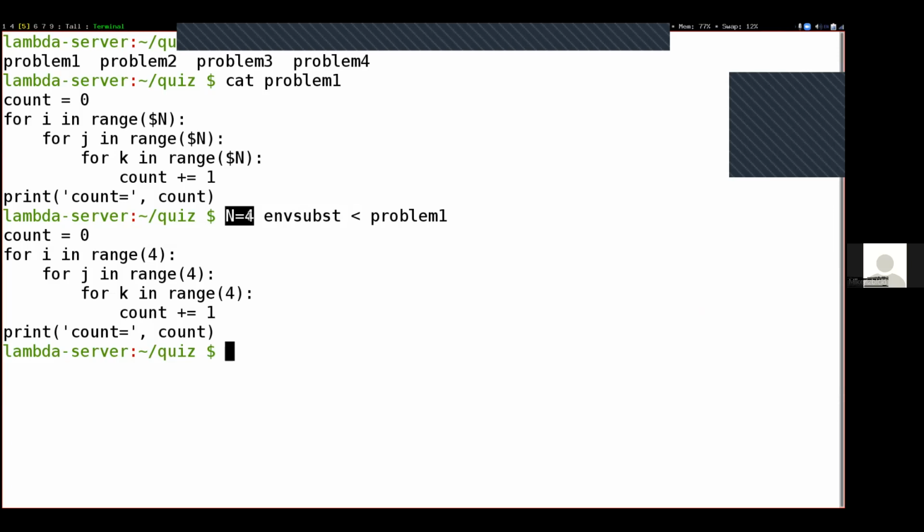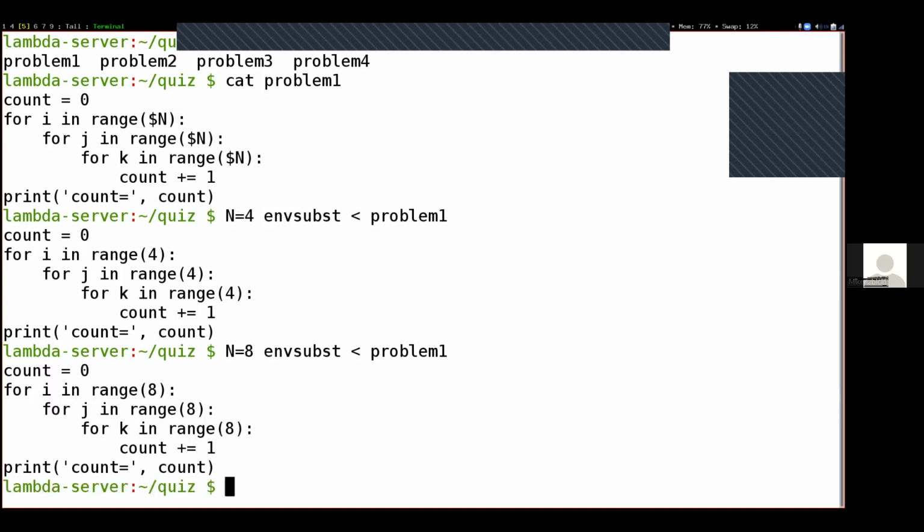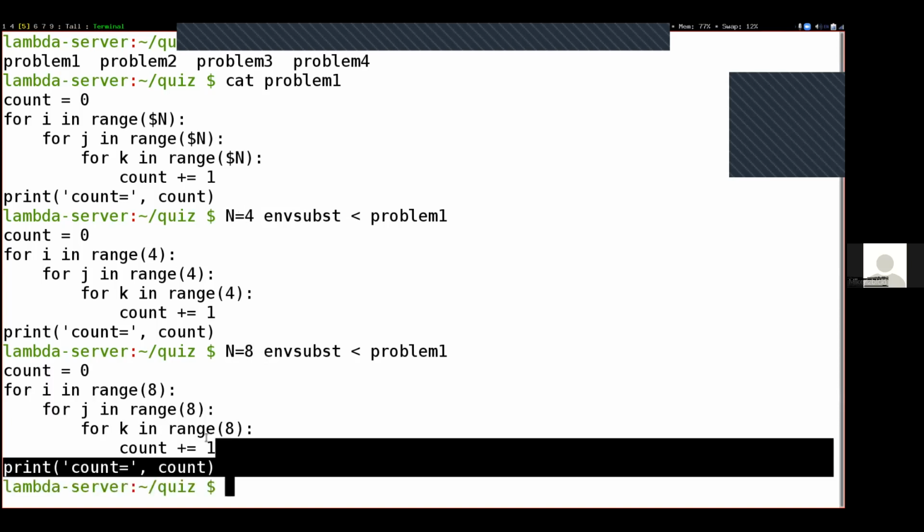When I say n equals 4, that means all of these n values, wherever the $n is, we're going to substitute in 4. The envsubst command actually does that substitution. This is called an environment variable, so this stands for substitute the environment variables. What it's substituting into is the problem 1 up here. I have 4 right here, so we plug in the 4s. If I change that to 8, then it plugs in the 8s.